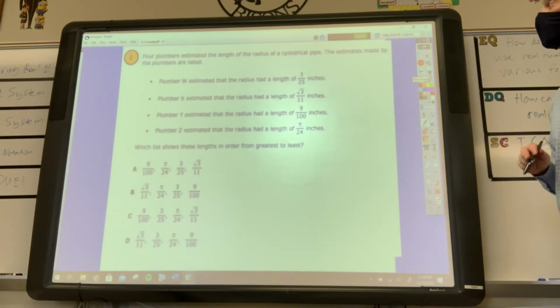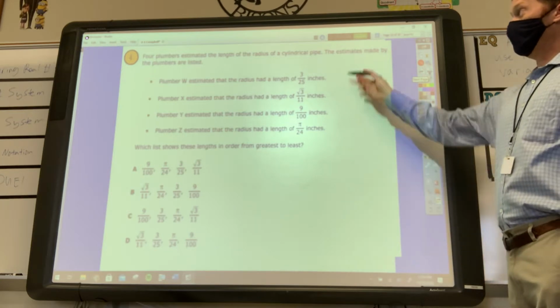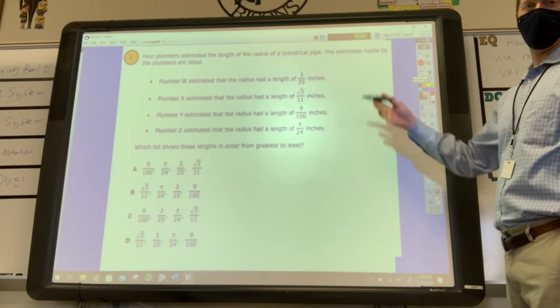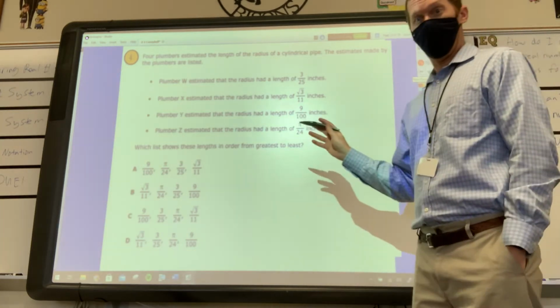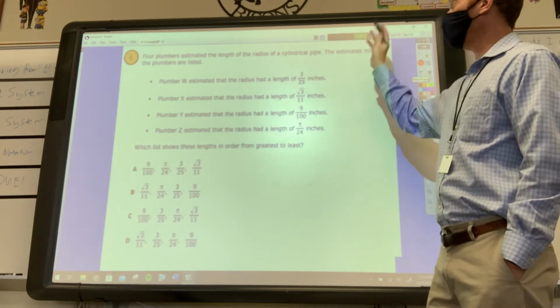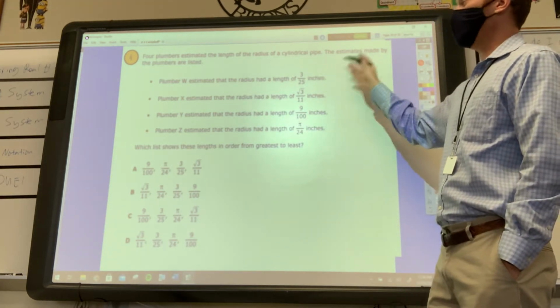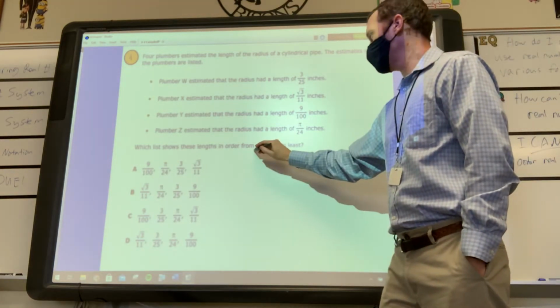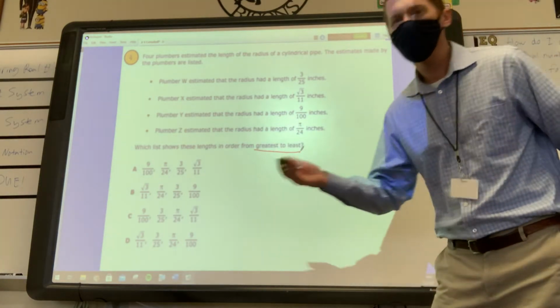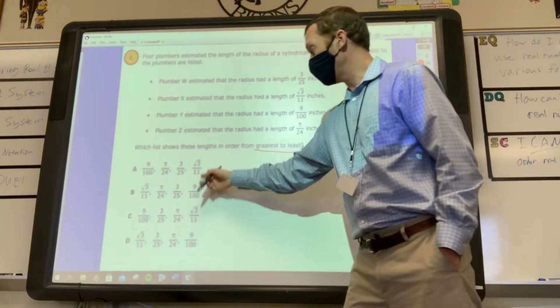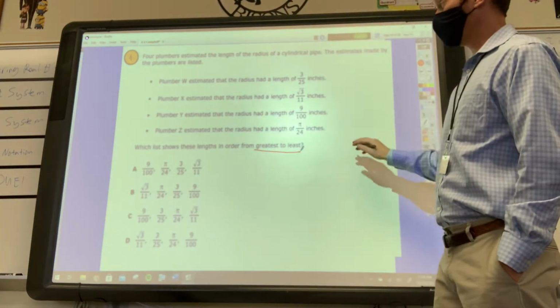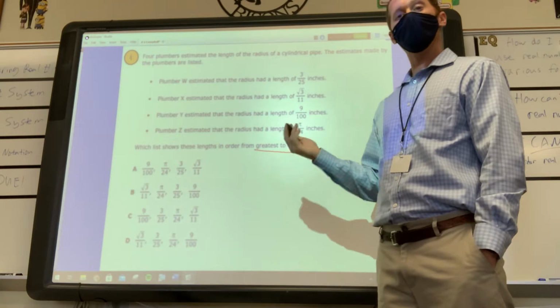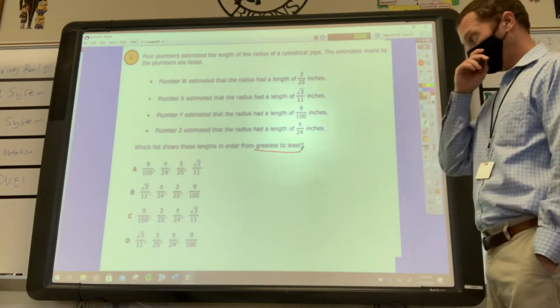Question number 4. I like this one because it has a big long story with lots of words and stuff like that, and most of it doesn't even matter, meaning this. It's talking about plumbers and lengths of cylindrical pipes of radii and things like that. But at the very end, it just says, hey, can you just put them in order from greatest to least? Sure you can. So take all your choices, write them off to the side, turn them into decimals, and then put them in order from greatest to least.